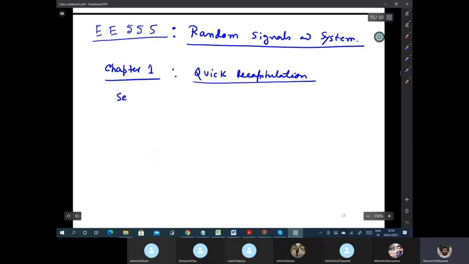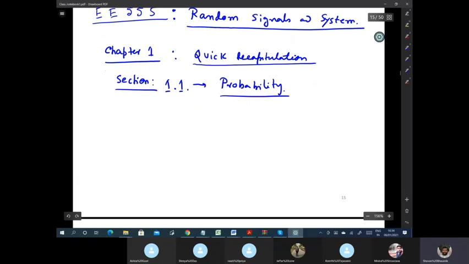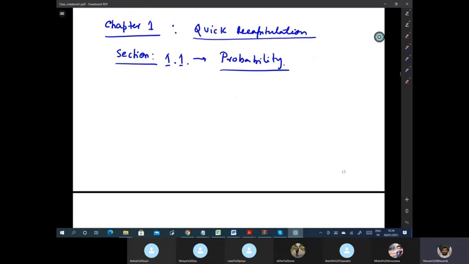I will write it like this, chapter and section, so that it will be more structured. Section 1.1 is probability. Quickly I am trying to proceed. There are a few definitions we should write before going to the axioms of probability. First is experiment. All of you know it, so I'm going very quickly.